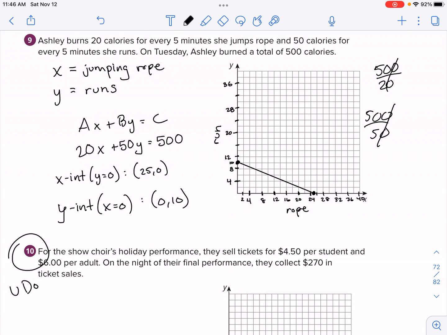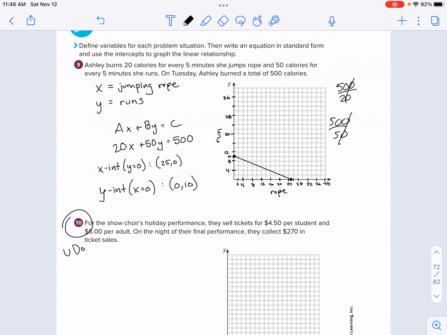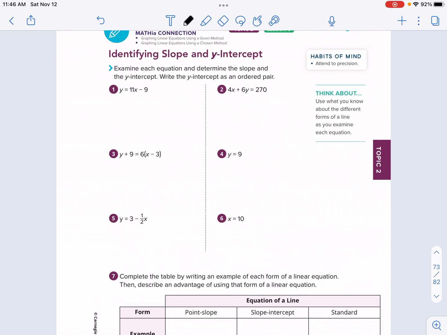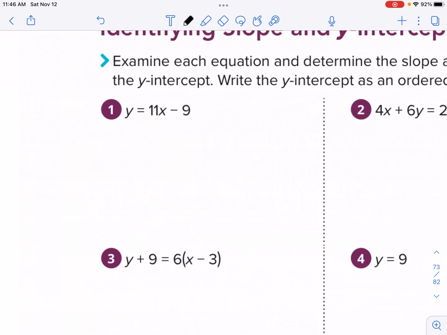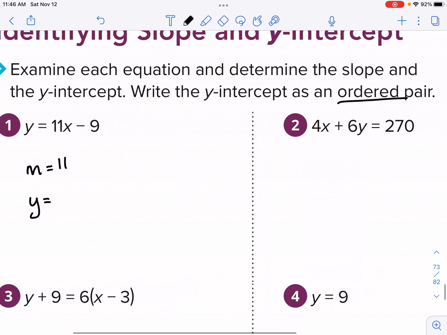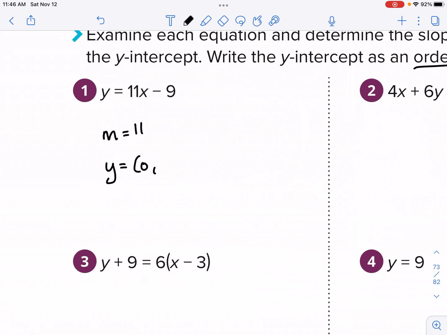Okay, all right, we're going to quickly go through the last page, 297. For this, it says we're going to identify the slope and the y-intercept for each one of the problems that we have. We'll say that everything on the right side is a u-do, everything on the left side we'll complete. So this is in slope-intercept form. So the slope is 11, or 11 over 1. And the y-intercept is -9. It does tell us to write the y-intercept as an ordered pair. So that is 0, -9.